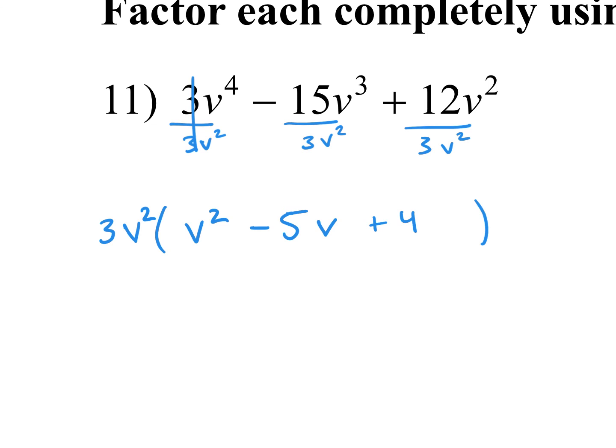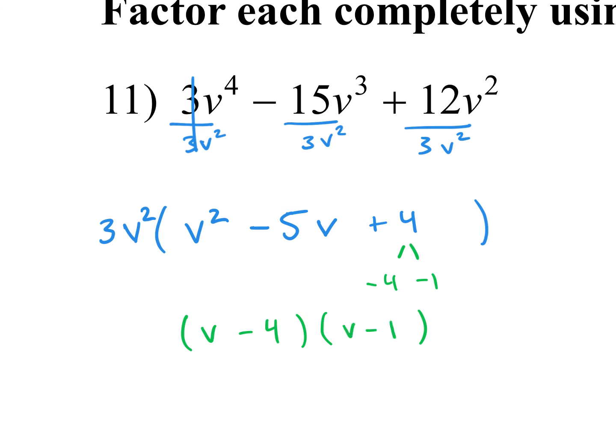Now let's see, can we factor this anymore? What are 2 factors of 4 that add to negative 5? Negative 4 and negative 1. Perfect. They multiply to positive 4 and add to negative 5. So what goes into my parentheses? So v minus 4 and v minus 1.